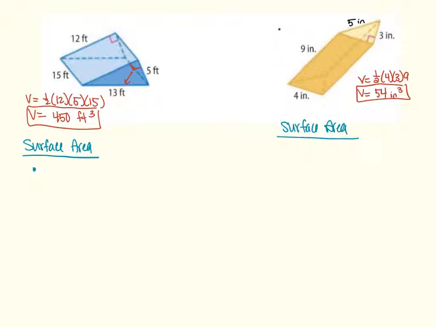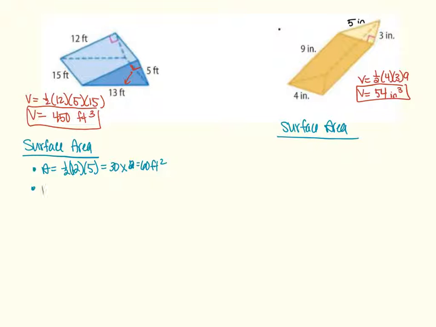Let's go ahead and find surface area for the first one. First let's find the area of both triangles. We've got area equals 1/2 times the base, which is 12, times the height, which is 5. So 1/2 of 12 is 6. 6 times 5 is 30. But multiply that by 2, and you get 60 feet squared.